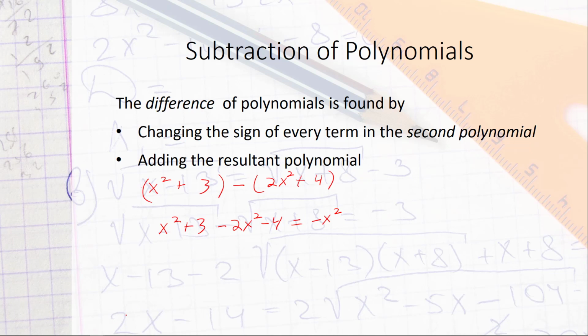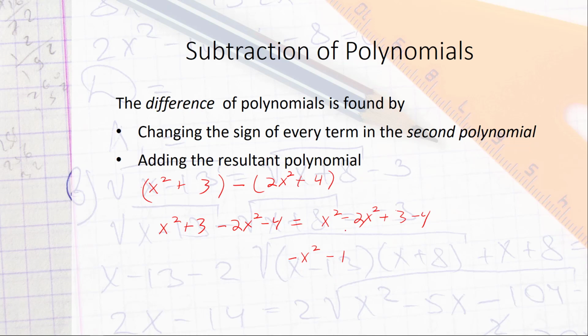Or actually, let me do this step by step. Now that I've done this, I can continue on with my addition. First, I want to group the like terms together. That'll be x squared minus 2x squared. I keep on forgetting the x squared there. Those are like terms. And then we have 3 minus 4. Then x squared minus 2x squared is negative x squared. 3 minus 4 is negative 1, and that would be our answer.